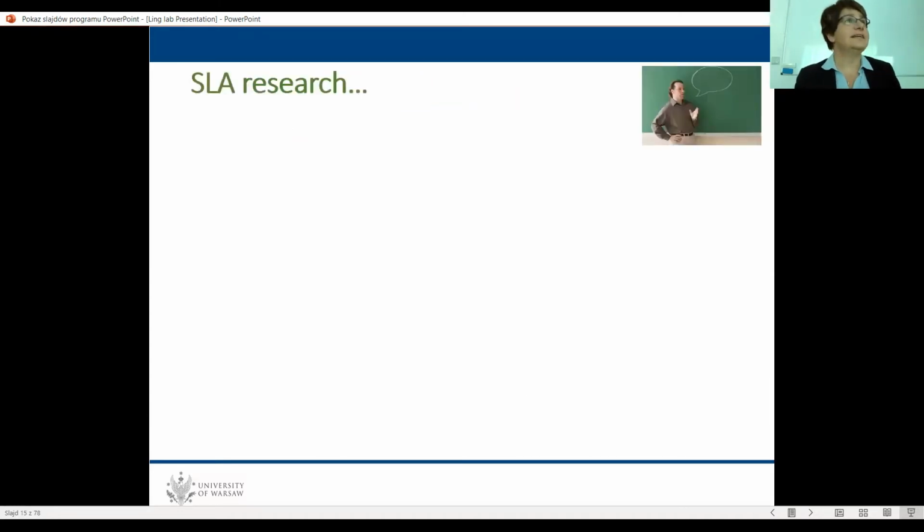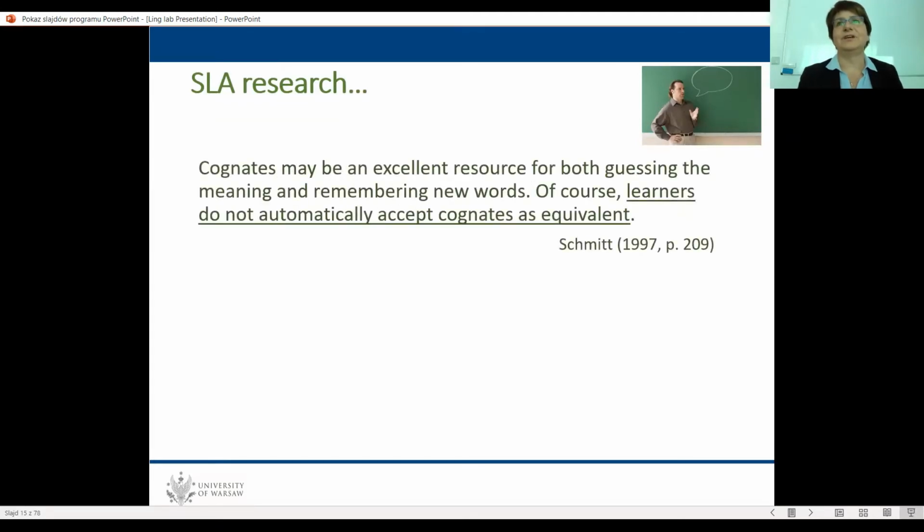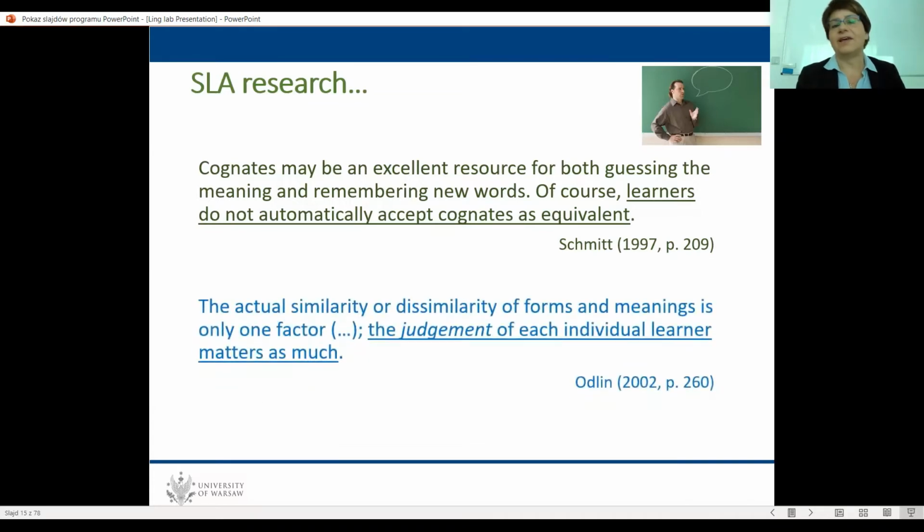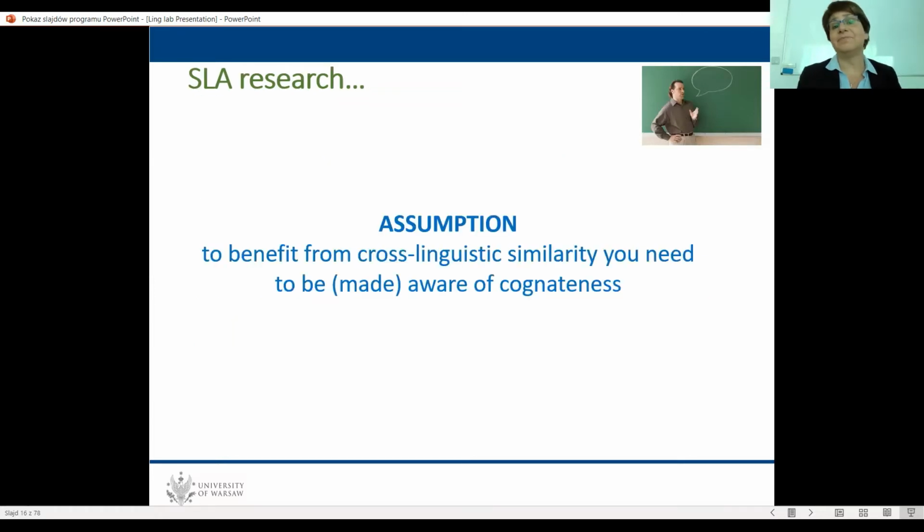So generally there are problems with ecological validity. Okay, on the other hand, in SLA research, there is a very funny thing, right? That there is an assumption that learners don't actually benefit from cognates, right? So cognates may be an excellent resource for guessing and remembering, but learners may not accept cognates as equivalent. Okay, the actual similarity or dissimilarity of forms and meanings is one factor, but the judgment of each individual learner matters as much. Okay, so what the learner decides is more important than what the learner's brain does, right? Okay, and there is an assumption that learners cannot benefit from this similarity, right?